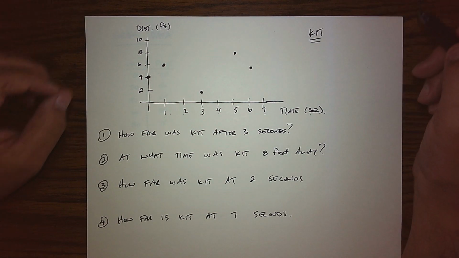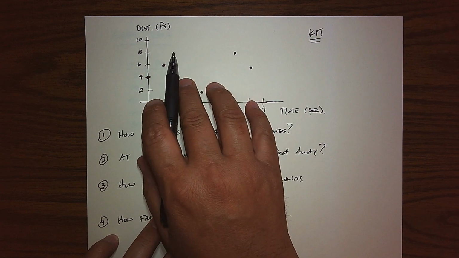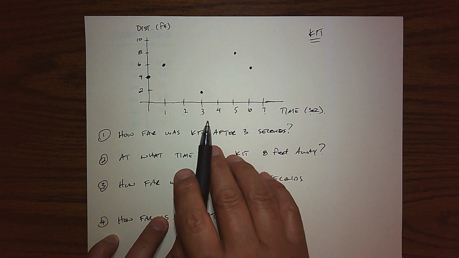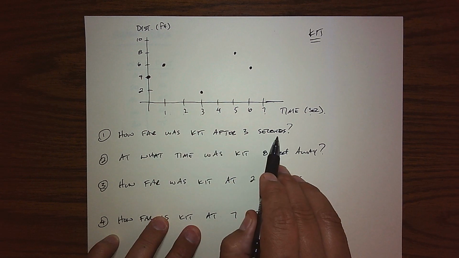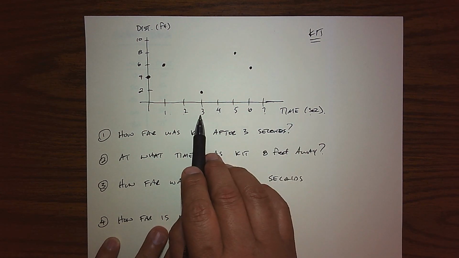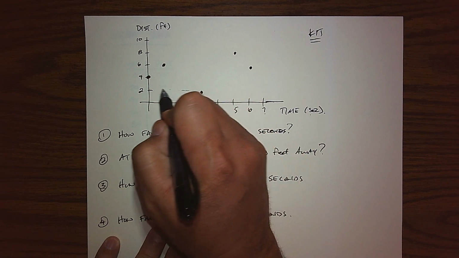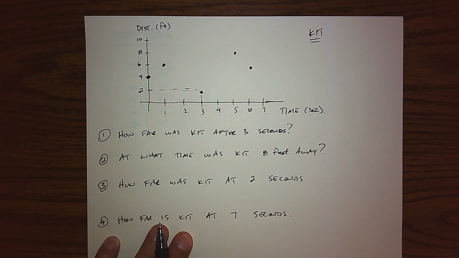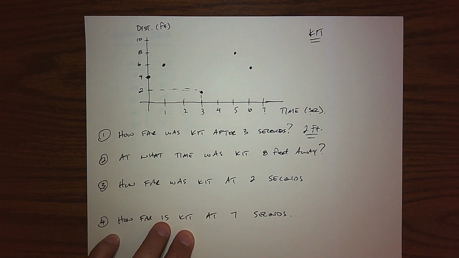All right? And so basically, based off of that visualization of the data, I can start answering some questions. So how far was Kit after 3 seconds? Well, all I have to do is go look at the time value of 3 seconds. There it is on the horizontal axis. And then go take a look. What does that seem to be equal to along the y-axis, the vertical axis? Well, it looks like the distance was 2 feet. All right, so at 3 seconds, he was 2 feet away.